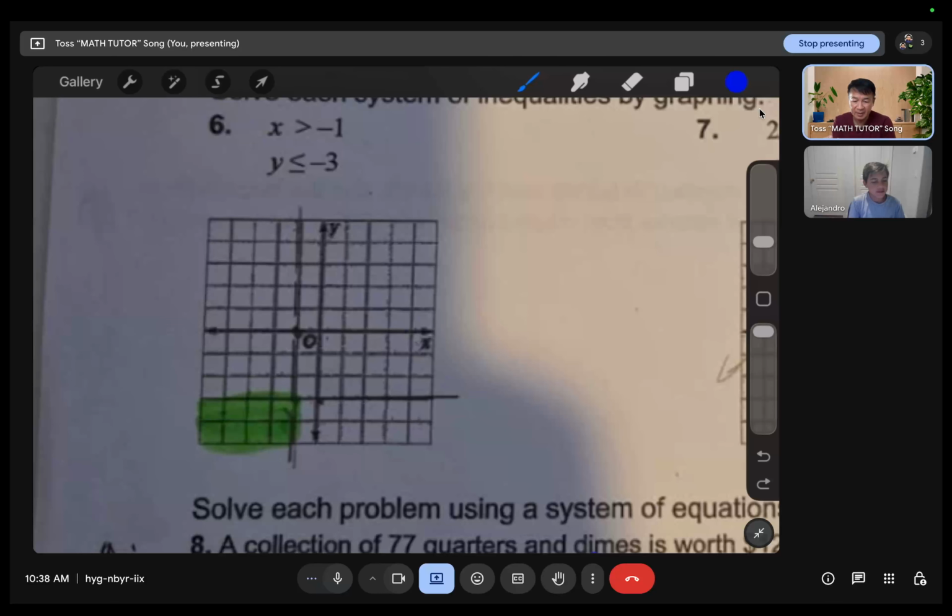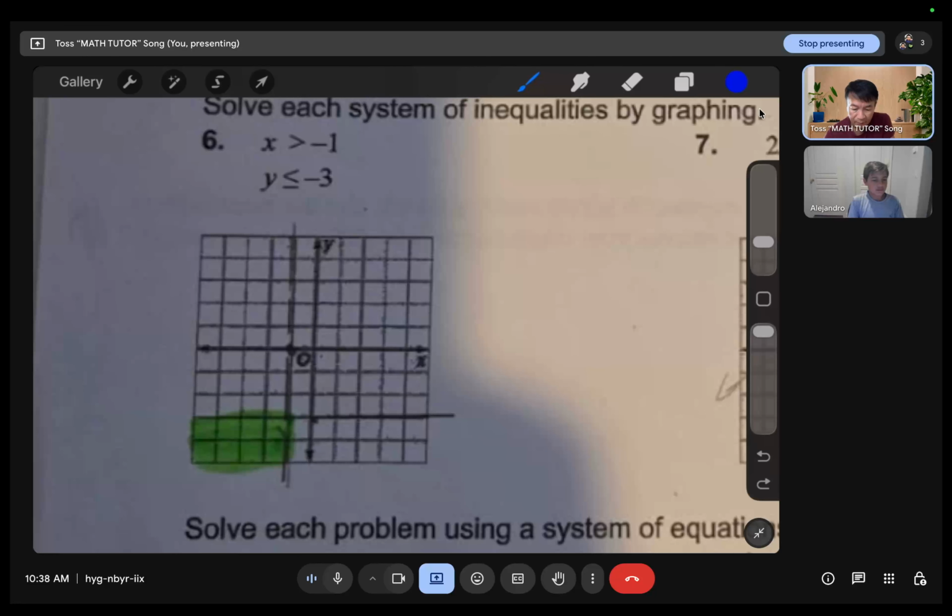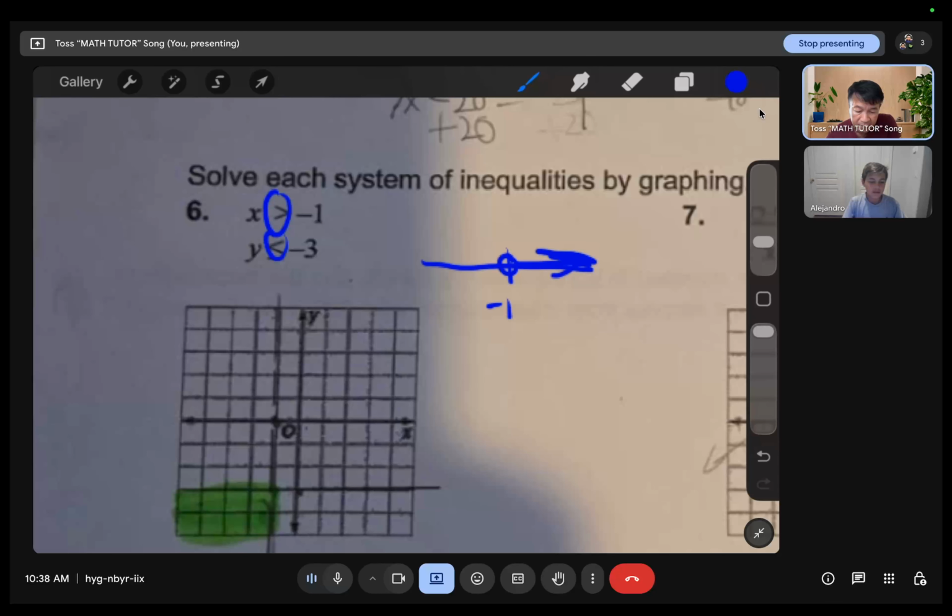Number 6. When you grab x greater than -1, remember how when you did the number line, you'd have an open dot at -1 and then shade that way. Do you remember this? If and only if the variable is on the left side, whether x, y, or z, you can shade exactly where the inequality is pointing.